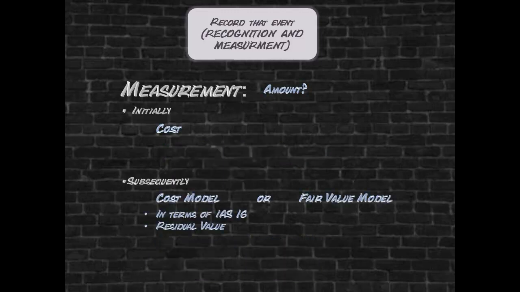If the cost model is chosen for subsequent measurement, IAS 40 refers you back to the cost model in IAS 16, and the accounting treatment of the investment property is then equal to that of property in terms of IAS 16.